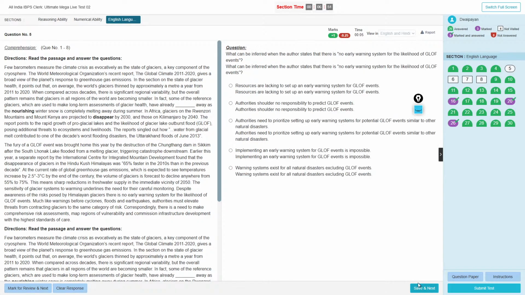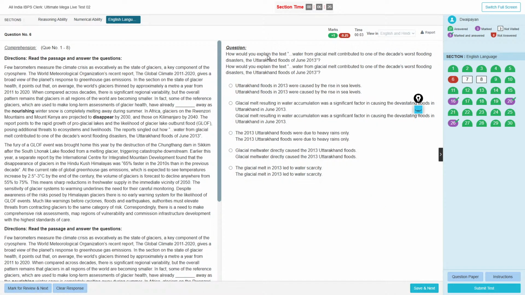Sustaining. What can be inferred from the author saying that there is no early warning system? Resources are lacking to set up early warning, not resources. Authorities need to prioritize setting up early warning systems for glacial threats, similar to other natural disasters. Early warning system is even impossible? Warning system exists for all? No, authorities should know their responsibility.